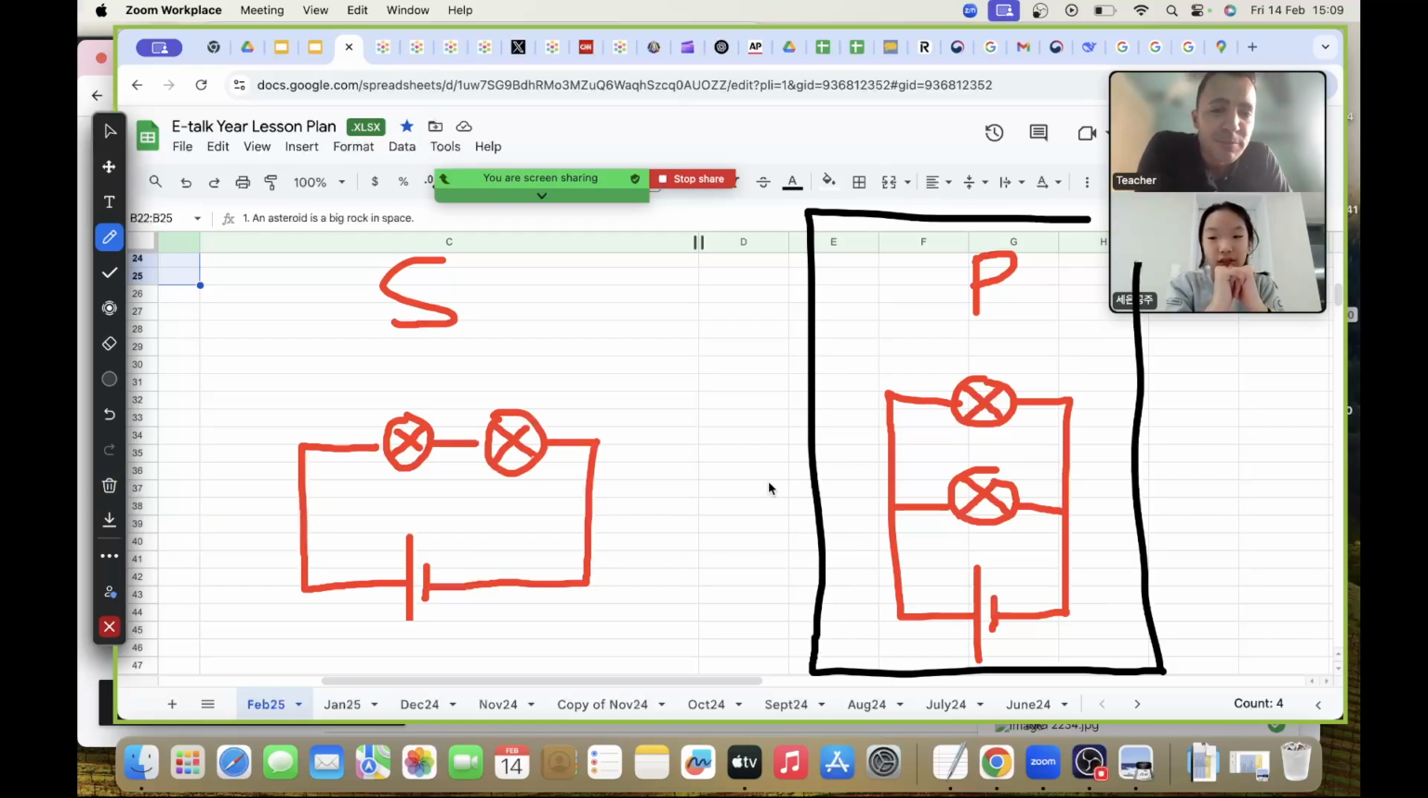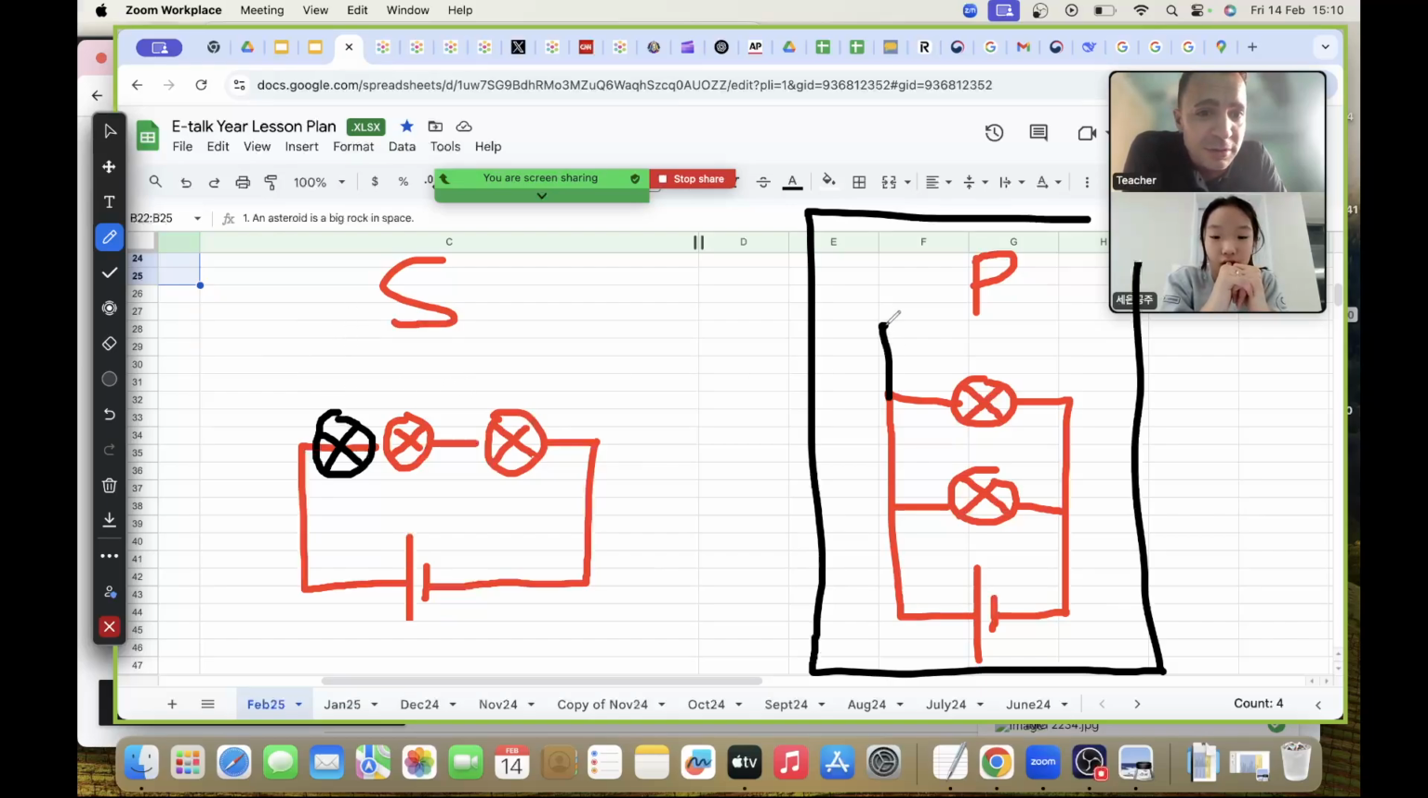Lily? I don't know. If we consider adding another bulb, so now we are adding a third bulb to both circuits. There is the one that I've added in series. By adding another bulb, I am increasing resistance, right? A bulb is a resistor, so I'm increasing the resistance. That means the current will be less.